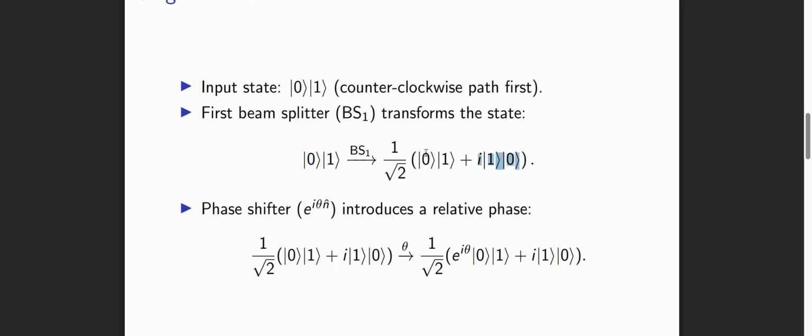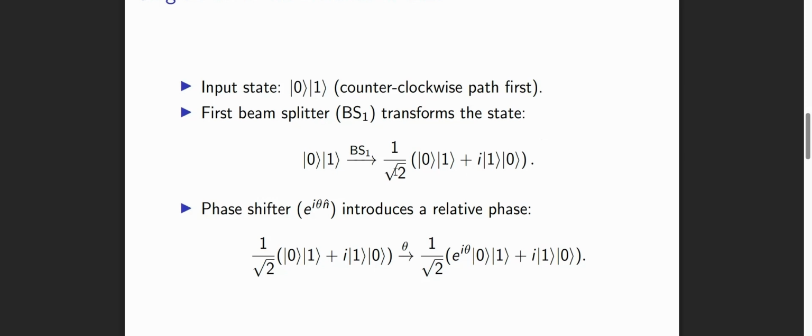This can be understood like this: suppose that zero photons are passing through the first channel, and one photon is passing through the second channel. After reflection, one photon will be traveling through the first channel, and zero photons will be traveling through the second channel.